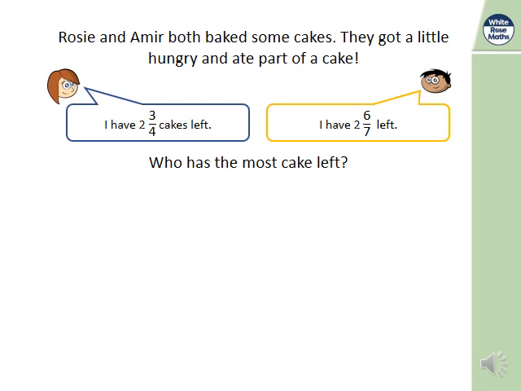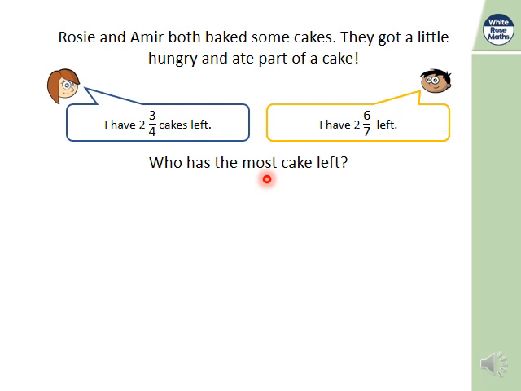Now let's have a look at this problem here. Rosie and Amir both baked cakes. They got a little hungry and ate part of a cake. Rosie says, I have 2 3/4 cakes left. So she's got 2 whole cakes and 3/4 of a cake left. Amir says, I have 2 whole cakes and 6/7 left. So he's got 2 whole cakes and 6/7 left. And the question is, who has the most cake left?